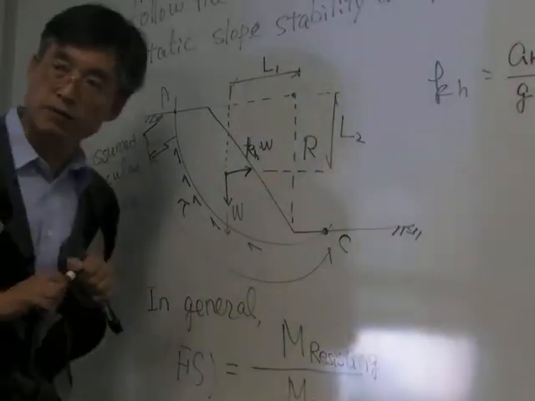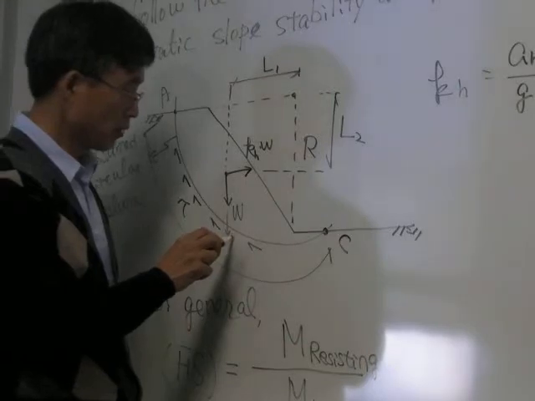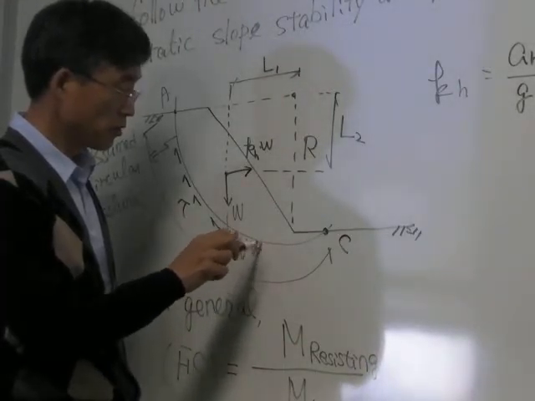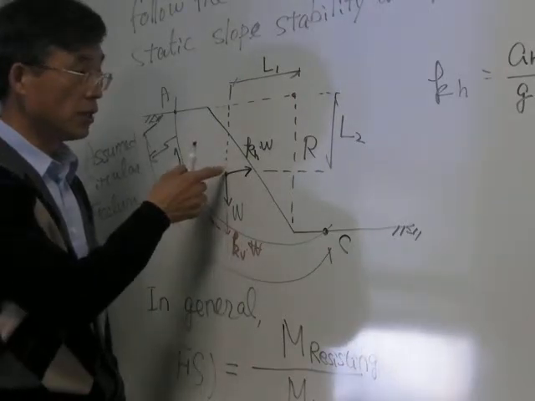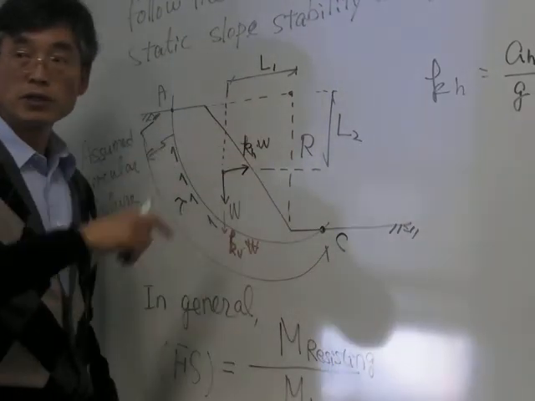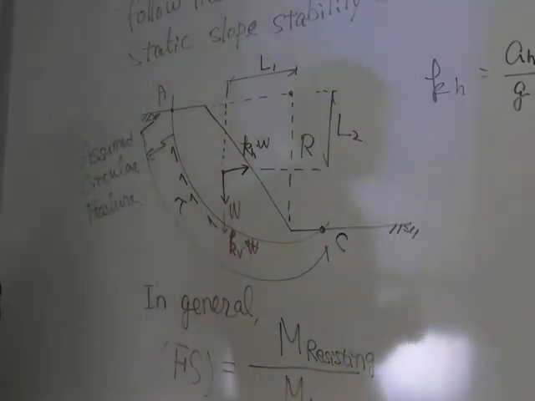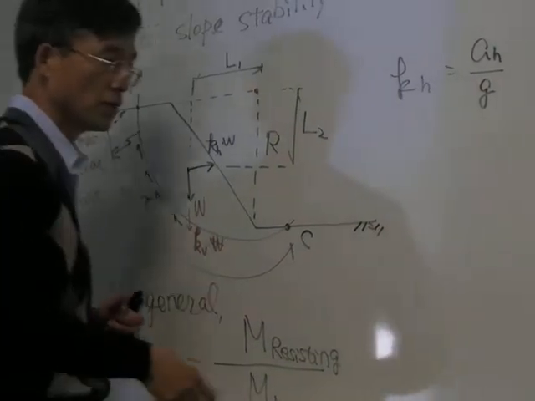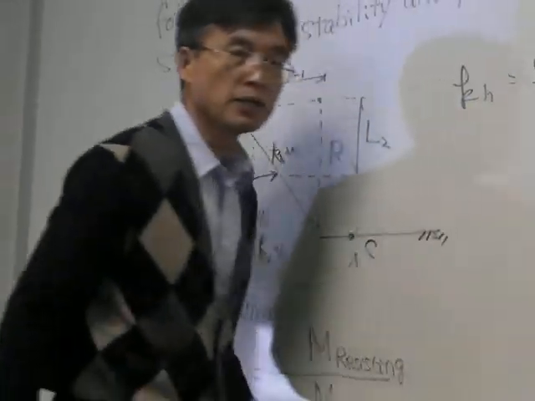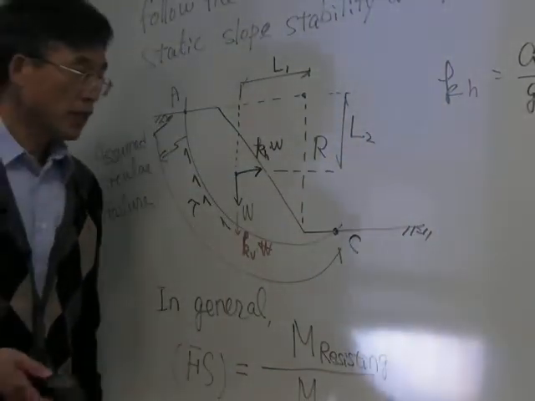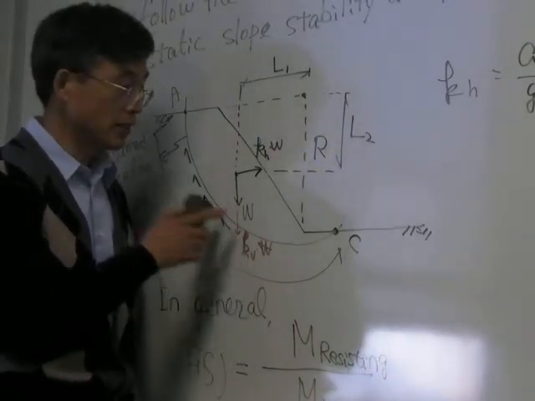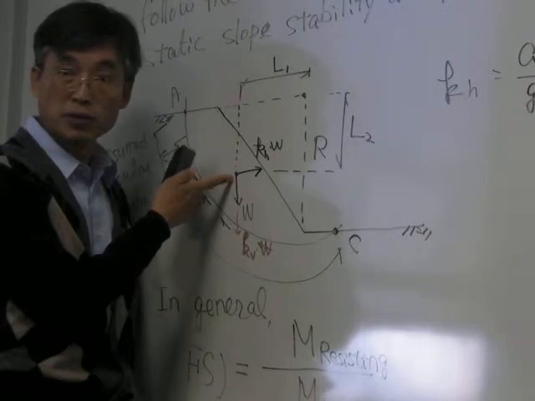In real life, you may say K, T times W should be there, and there will be an additional moment. But it's not always true. We know that the location of the resultant force for the dynamic force is not necessarily the same as the point of the static one.